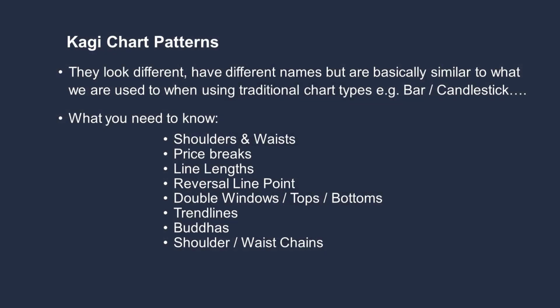In this section we're going to look at shoulders and waists, price breaks, line lengths, reversal line points, double windows, tops, bottoms, trend lines, Buddhas, and shoulder or waist chains. So a lot to cover off, but like I say, very useful for you to know and learn.